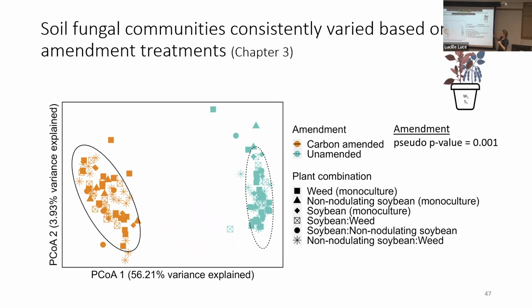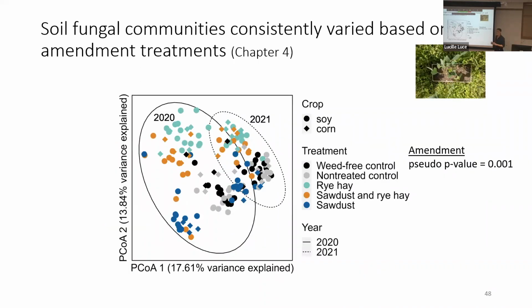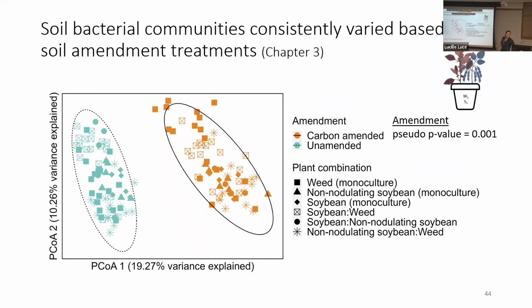Okay, chapter 3 is our greenhouse experiment. And we see the same thing where we have pretty clear separation based on soil amendment treatments. And again, supported by our statistics. And for chapter 4, that's our field experiment. And again, these are just bacterial communities. You can actually see, this is showing fungi. I think I skipped a few. Okay, well, spoiler alert, both bacteria and fungi responded really strongly to soil amendment treatments. You can see it in all 3 of my experiments.